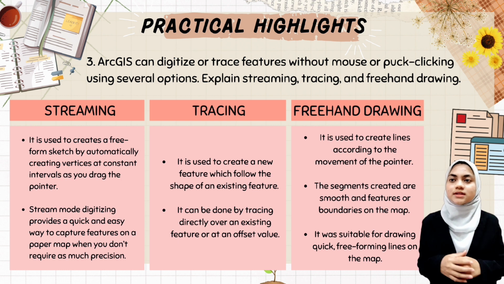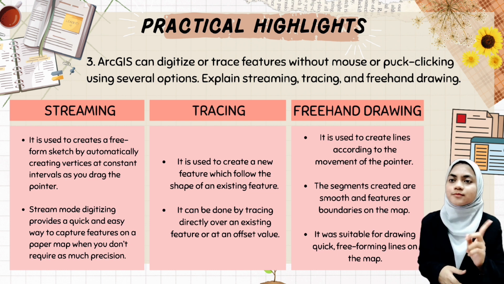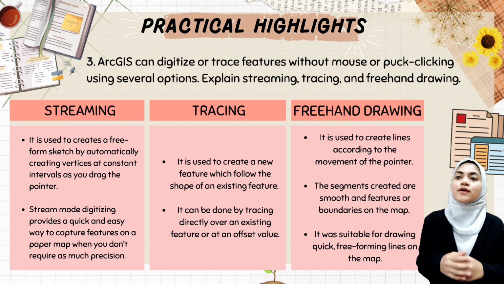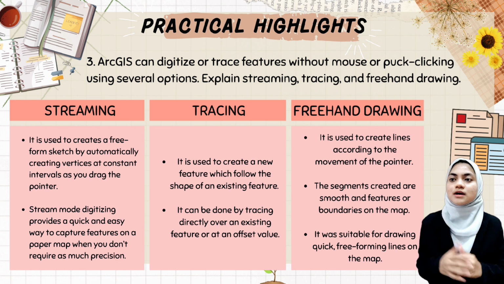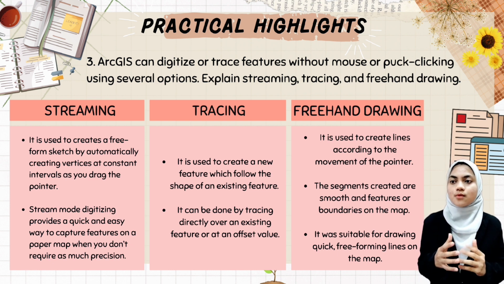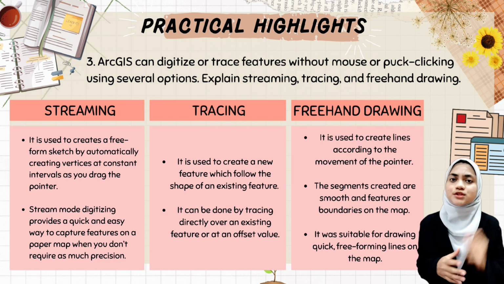Next, the third question is, ArcGIS can digitize or trace features without mouse point-clicking using several options: streaming, tracing, and freehand drawing. So, refer to this table. Streaming is used to create a freeform sketch by automatically creating vertices at a constant interval as you drag the pointer. Stream mode digitizing provides a quick and easy way to capture features on a paper map when you don't require as much precision.